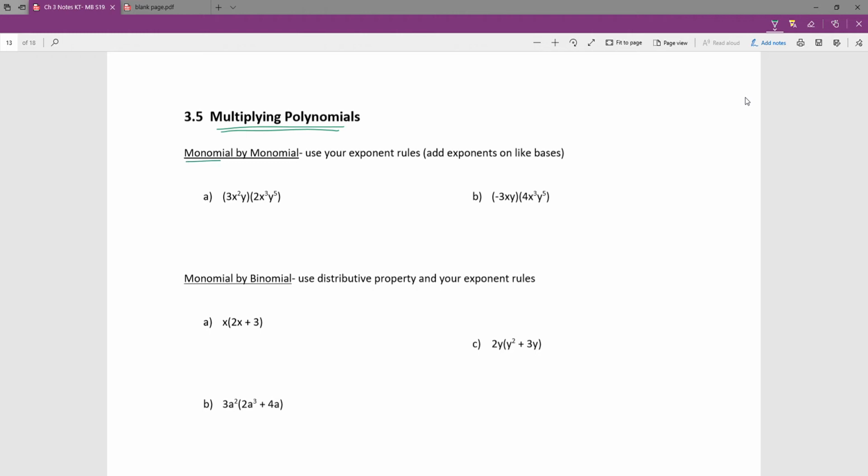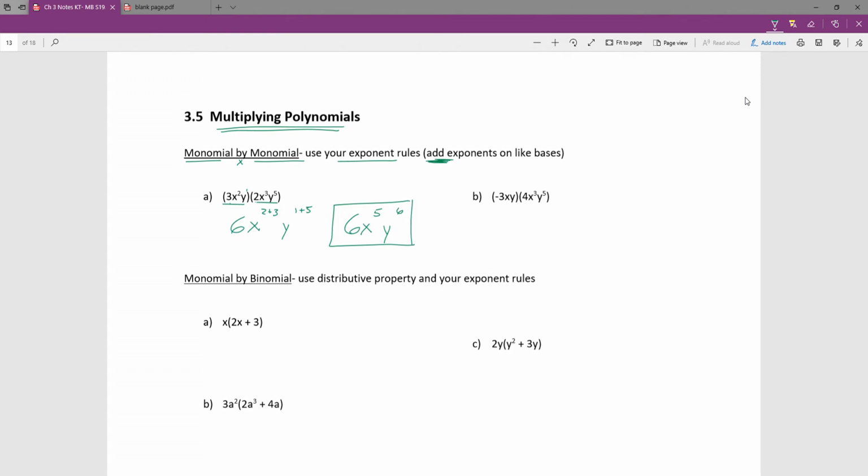If we want to take a monomial and multiply it by a monomial, what we're going to do is use your exponent rules. We're going to use that concept of common bases, and we're going to add the exponents. And so the coefficients get multiplied. So we'd have 6 here. The x's have a 2 and a 3 on them, so you're adding those. And the y has that invisible 1 and the 5. If I were to multiply these two monomials together, my final answer would be 6x to the 5, y to the 6.